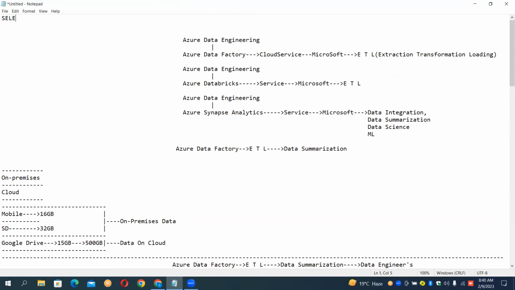Select star from employees. Now you will get confused: what is this? But you will understand. Select means choose. Star means all. From means where. Employees is a table. Select all records from employees.